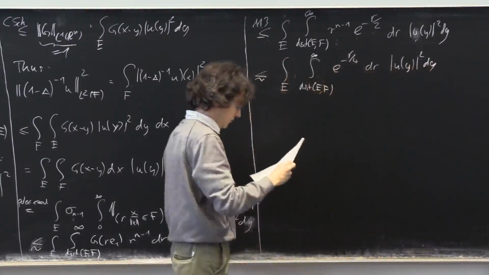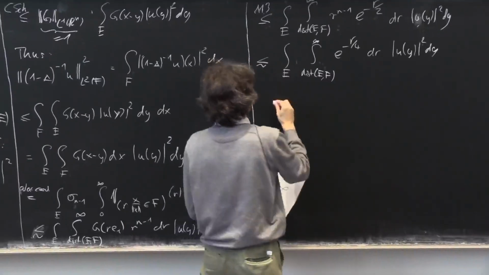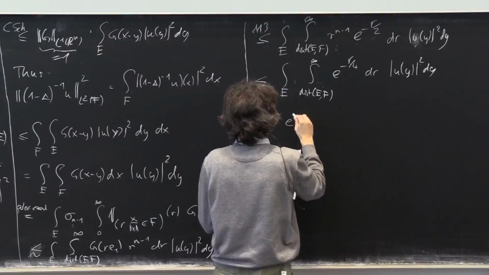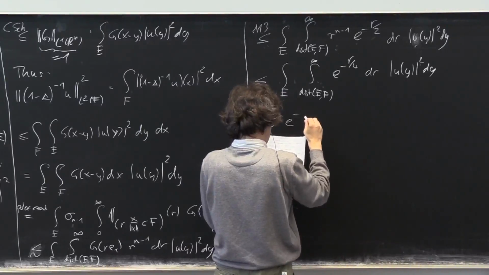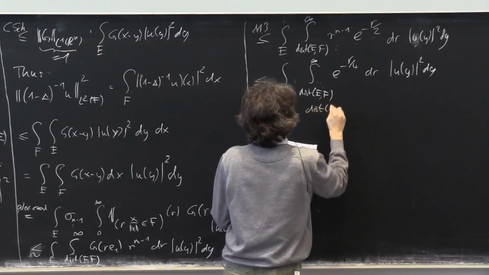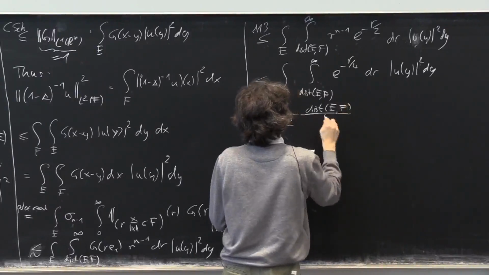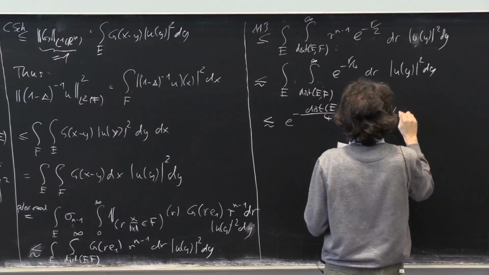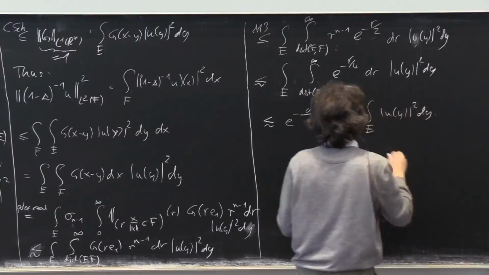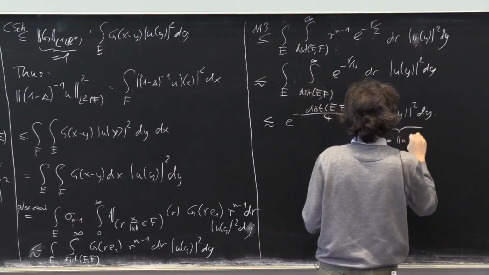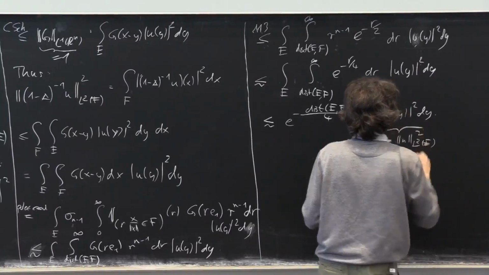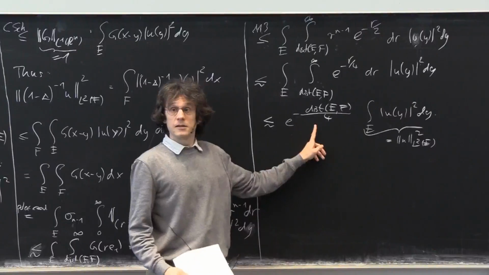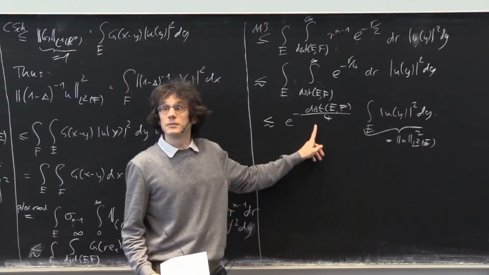Okay, and now if you calculate this exponential integral, it will give you up to a constant exactly what we want to have. So this is less or equal to e to the minus distance of e to f over 4, integral over e, absolute value of u squared dy. So this is nice because this gives us the L2 norm of u on e, and this is the exponential decay, so this gives us the off-diagonal estimates.